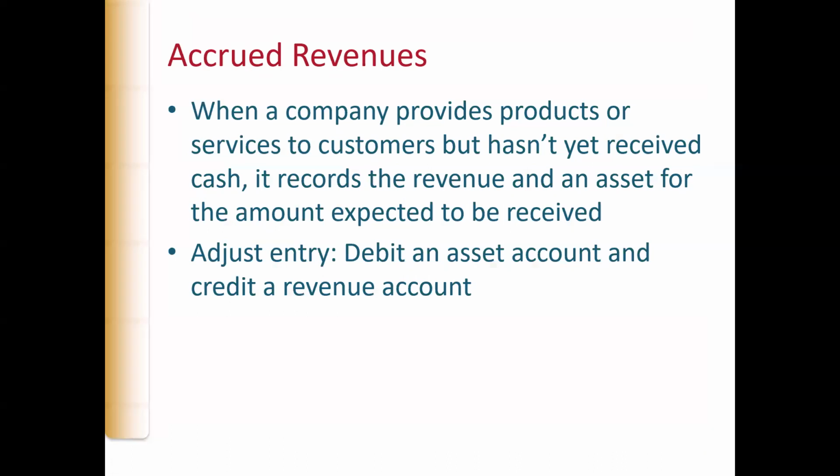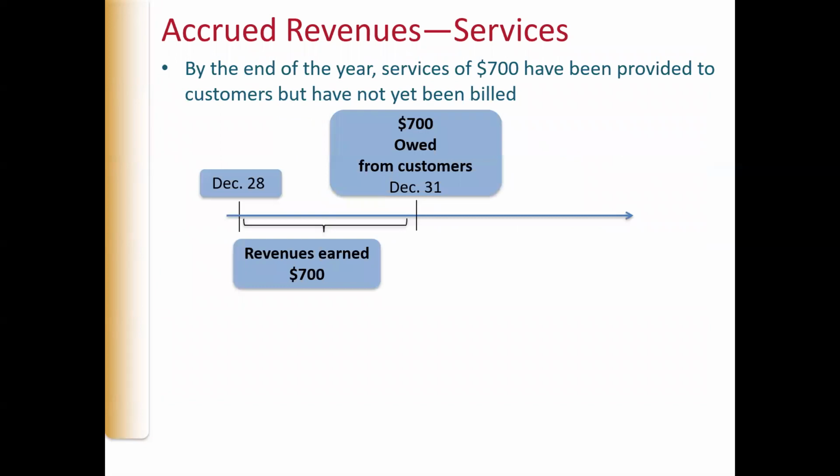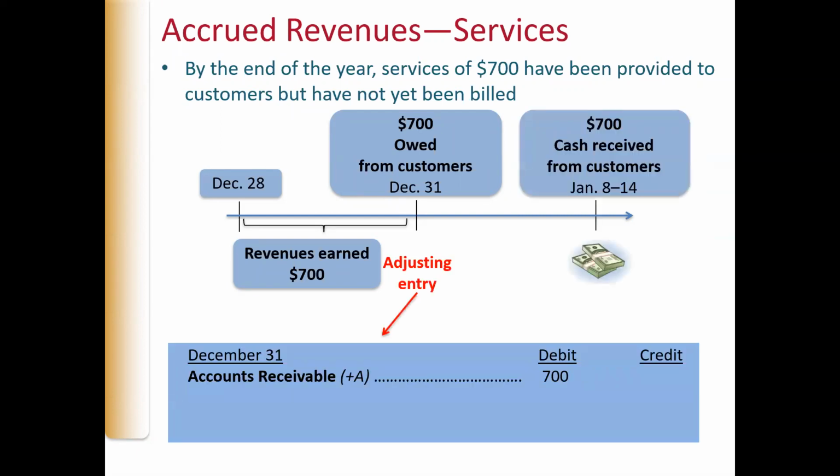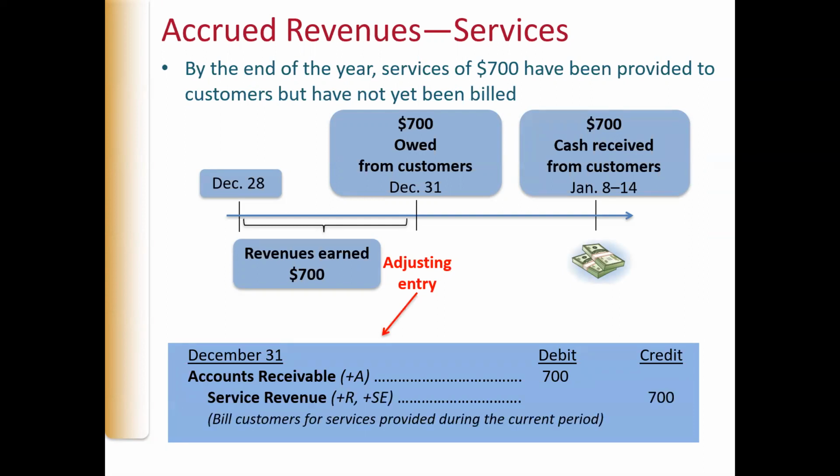Now our last adjusting entry is accrued revenues. When a company provides products or services to customers but hasn't yet received cash, it records the revenue and an asset for the amount expected to be received. So we would debit the asset, probably accounts receivable, and we credit a revenue account like sales revenue. By the end of the year, services of $700 have been provided to customers, but have not yet been billed. We would then show our debit to accounts receivable and our credit to service revenue.